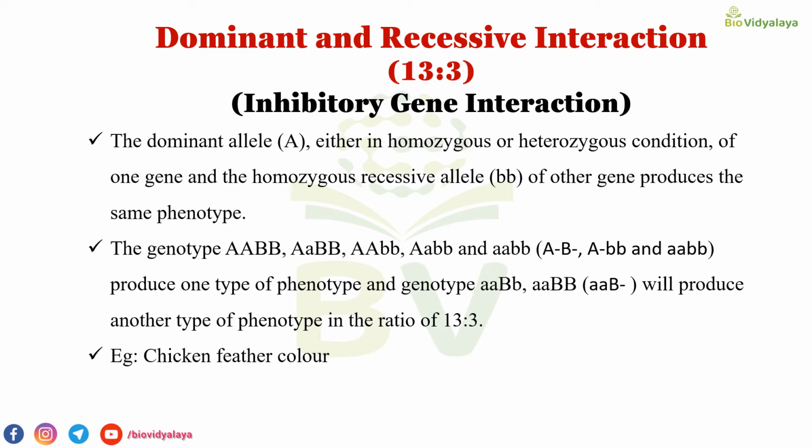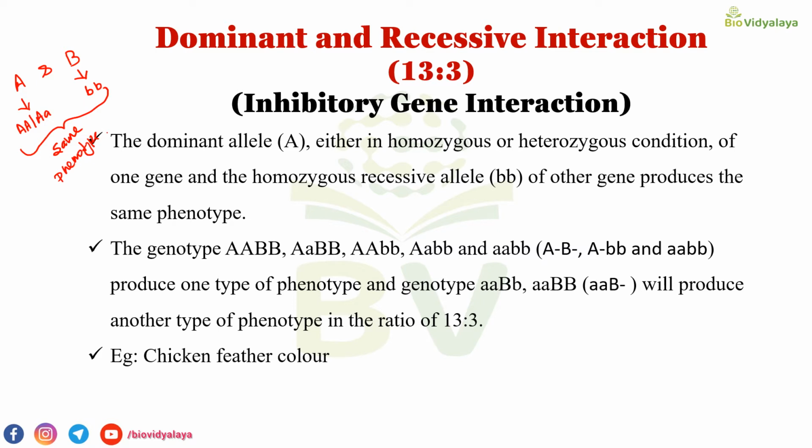If I say the two genes are A and B, here the dominant form of gene A is capital A or capital A small a, and the recessive form of gene B is small b. So this dominant form of gene A and recessive form of the gene B will produce the same phenotype. That is dominant and recessive interaction.